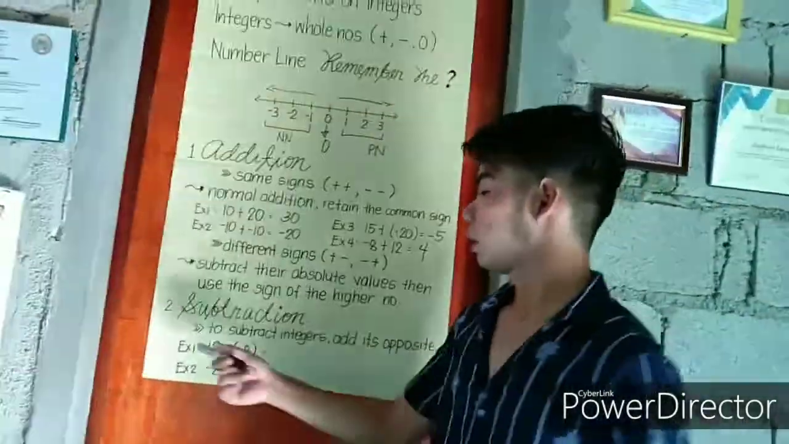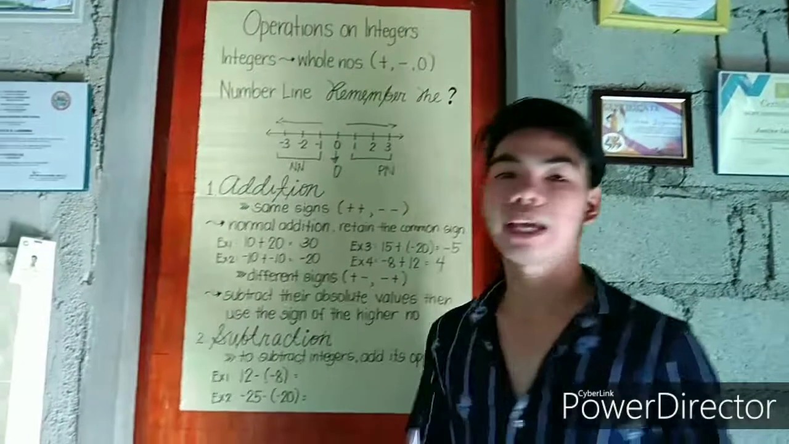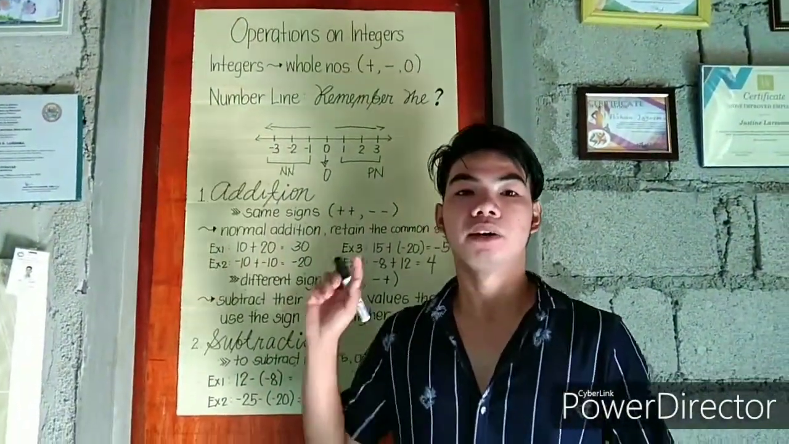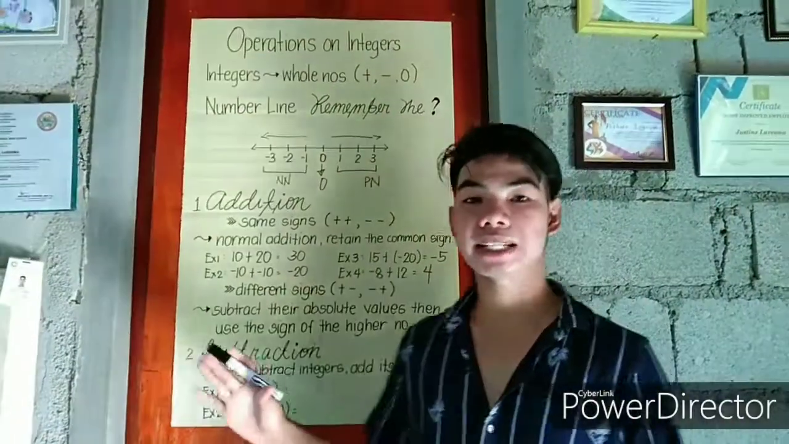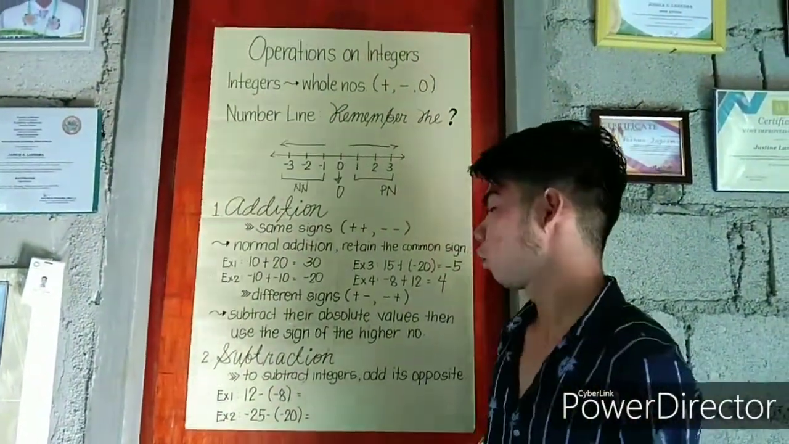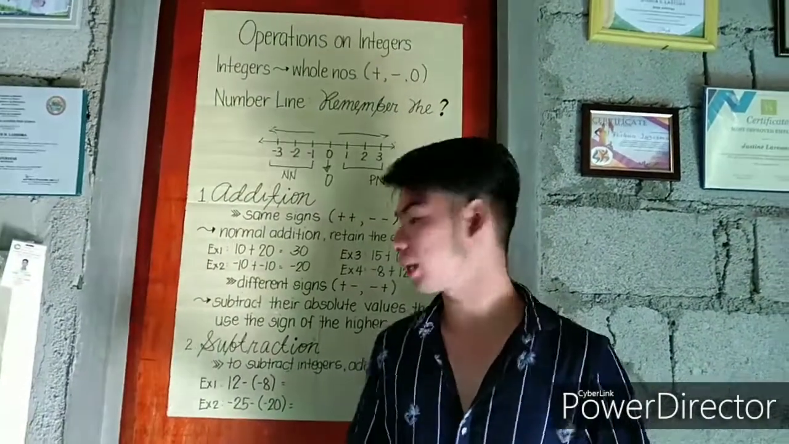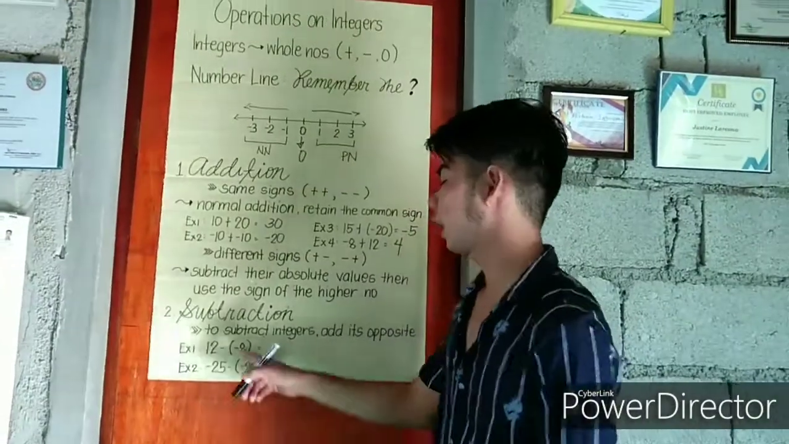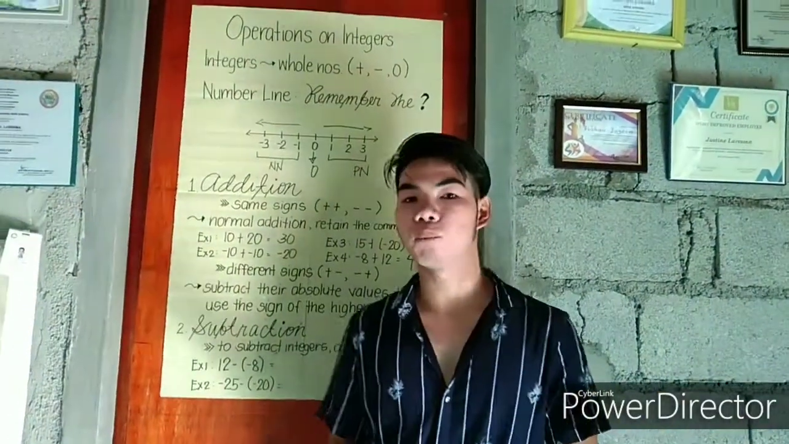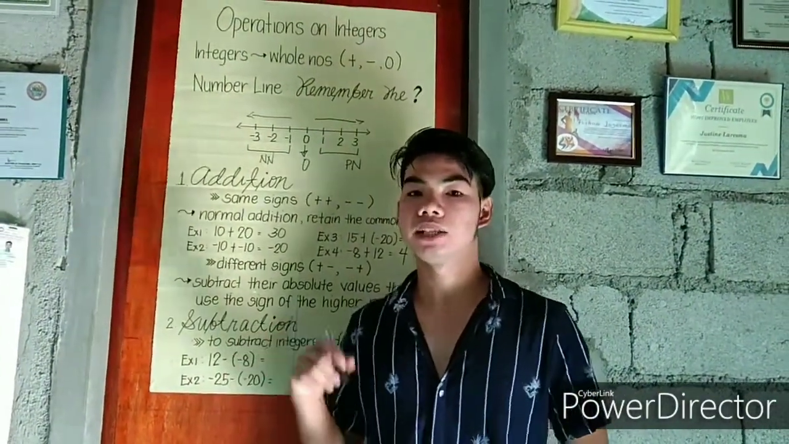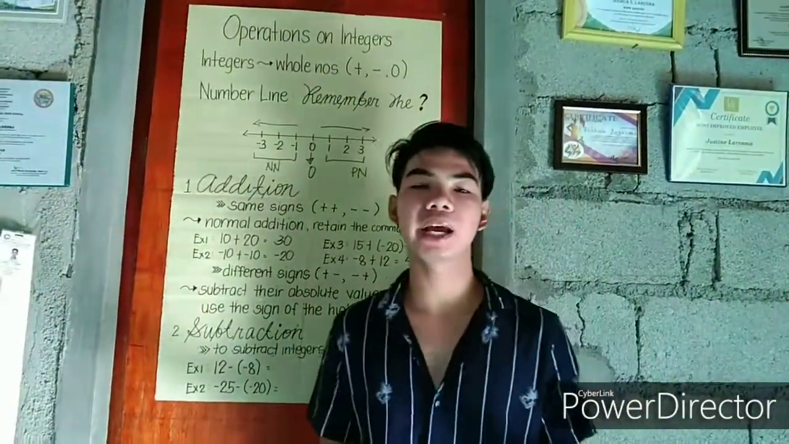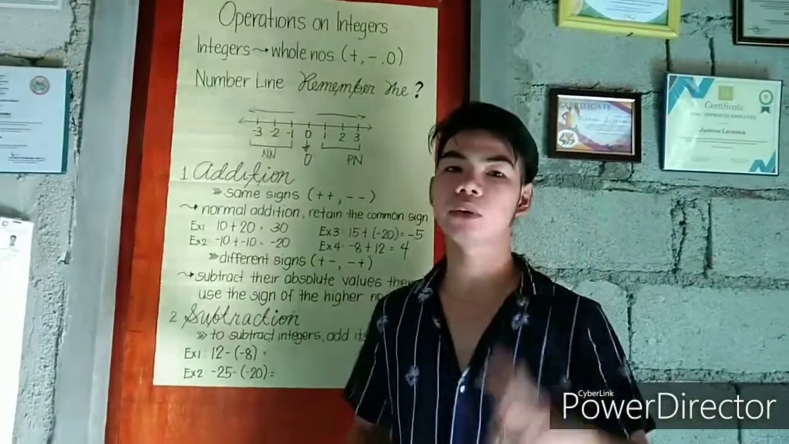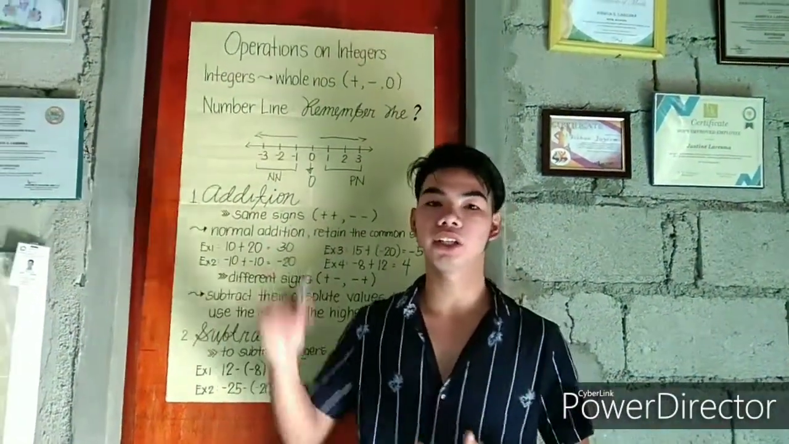Before we proceed in subtracting integers, first thing, we need to retain the minuend, yung number na nasa unahan. Second thing is we need to change the operation. The operation here is subtraction, and we're going to change it into addition. Next thing is we need to change the subtrahend. If the subtrahend is negative, then it will become positive and vice versa. And last thing, we need to apply the rule that we have learned on addition.